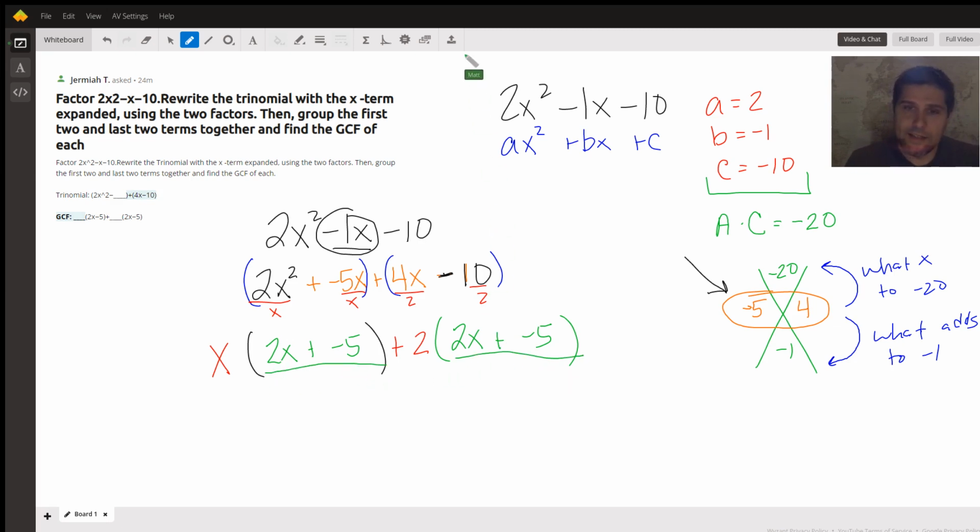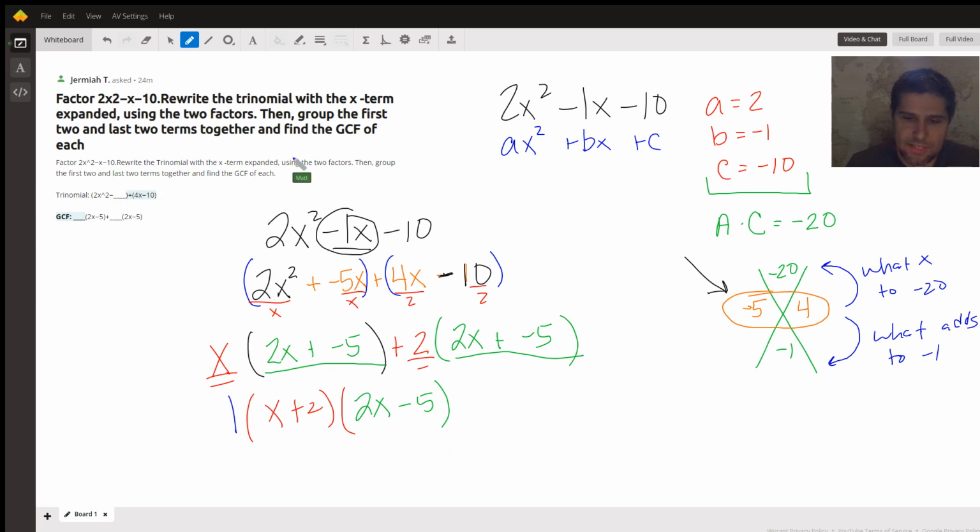So our final answer is you take these two greatest common factors. That's going to be your first factor, x plus 2. And your second factor will be the common one, which is 2x minus 5. So x plus 2 times 2x minus 5. That's our final answer right there.